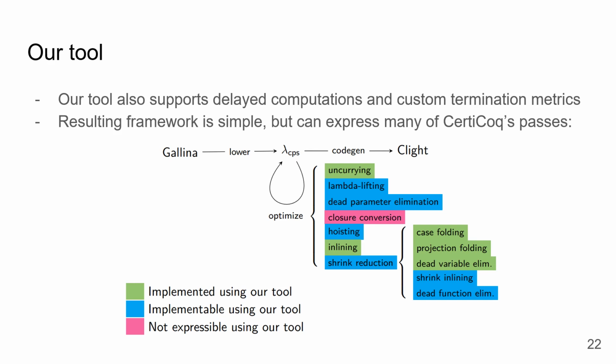The resulting framework is simple but capable of expressing many of CertiCoq's backend passes. Here in green, I've highlighted the passes that we've implemented using our tool, in blue the passes that we believe could be implemented, and in red the one pass, closure conversion, which we believe is not expressible, mainly because it's rather tricky to figure out how to express closure conversion as a rewrite rule.